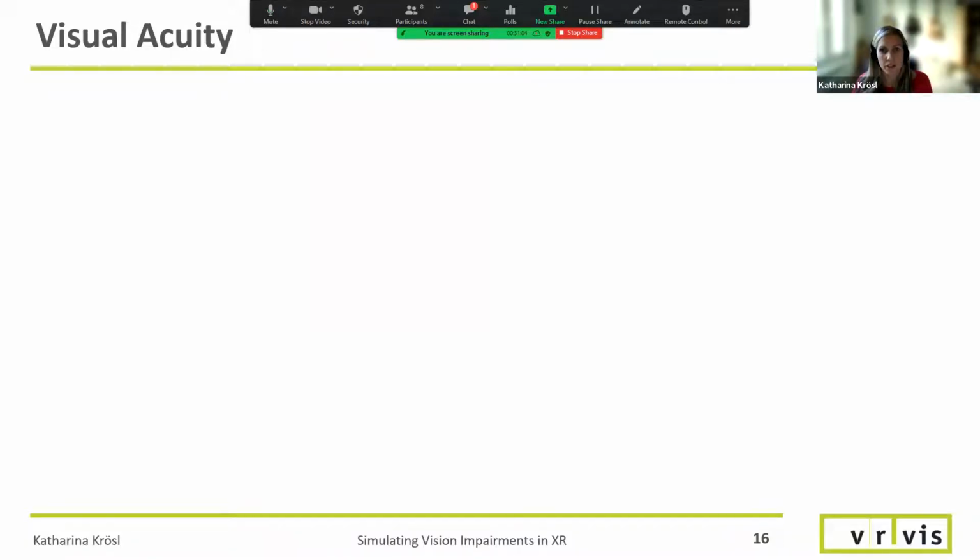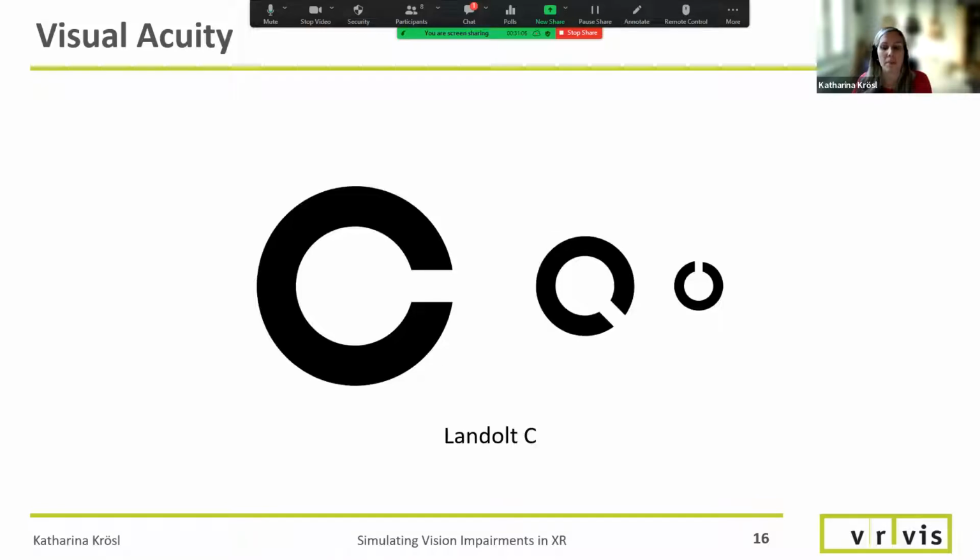Visual acuity describes a person's ability to recognize small details, and we can measure it with an eyesight test. A common sign used for eyesight tests that many of you might have seen somewhere already is the Landolt ring, like you can see here. It is this ring which has a gap at one of 8 possible positions: left, right, top, bottom, or diagonally in between.